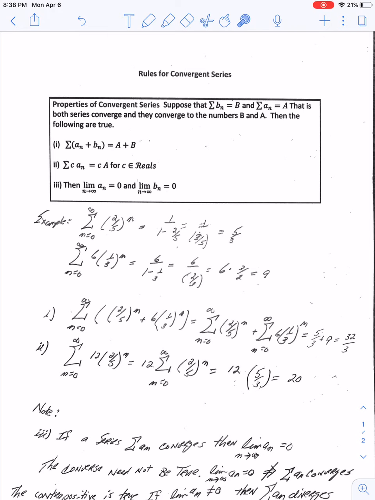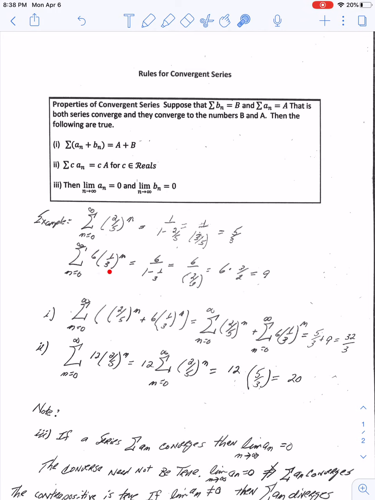What does it converge to? A over 1 minus R, which in this case is 1 over 1 minus 2/5. Of course, 1 minus 2/5 is 3/5. And if you flip it, you get 5/3. So that series not only converges, it converges to 5/3.